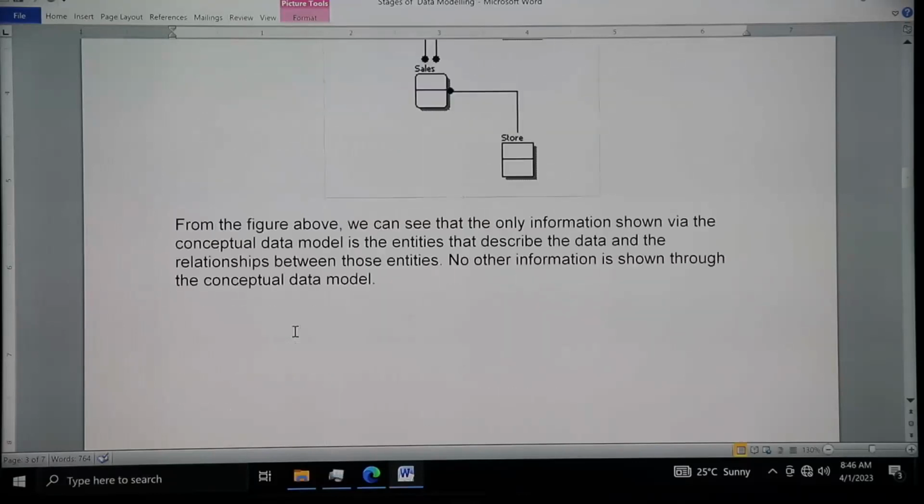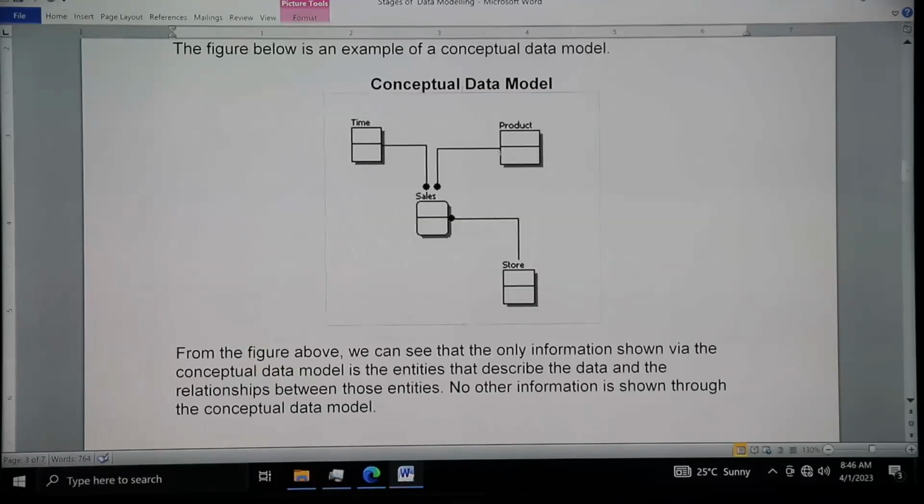So here, from the above diagram, you can see that all the information shown via the conceptual data model is entity. That is, the only things shown here are entities. Entities are the main subject of discussion of the database. That is, when you are making this data model, what is involved in this model?